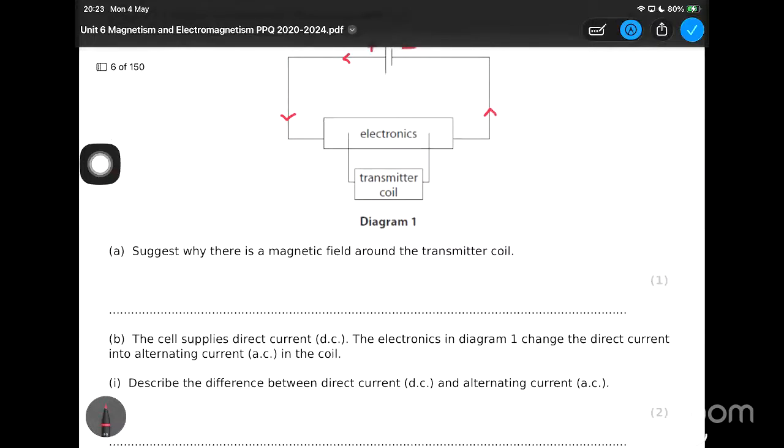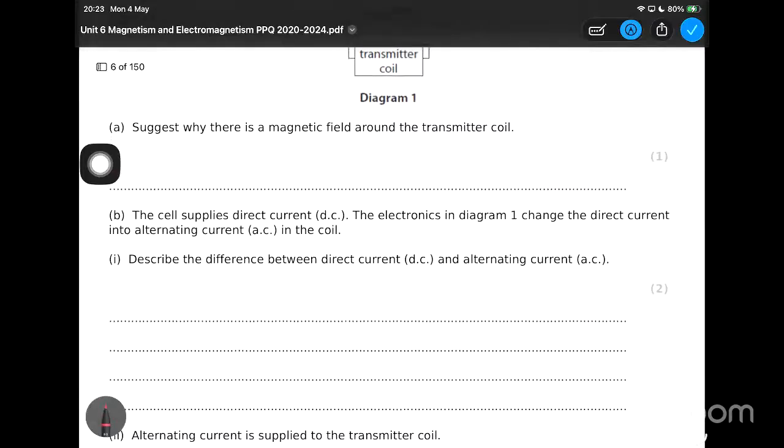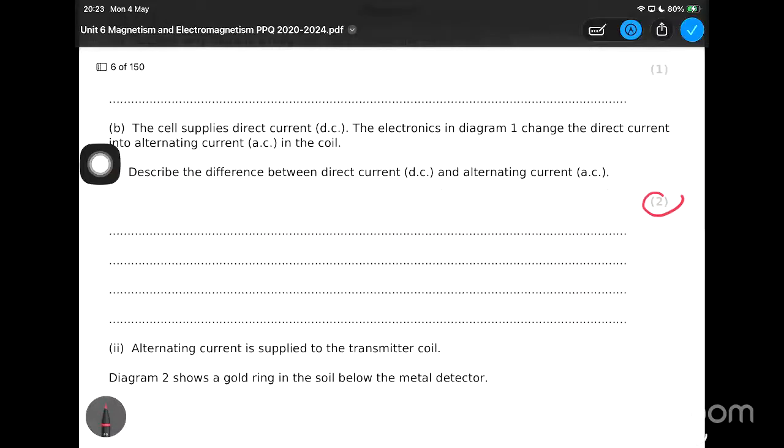Then part B, the cell supplies direct current. The electronics in diagram 1 change the direct current into alternating current in the coil. Describe the difference between direct current and the alternating current. So here 2 marks are allocated. You are asking the differences. So the first one, direct current having just one direction and alternating current having two directions.